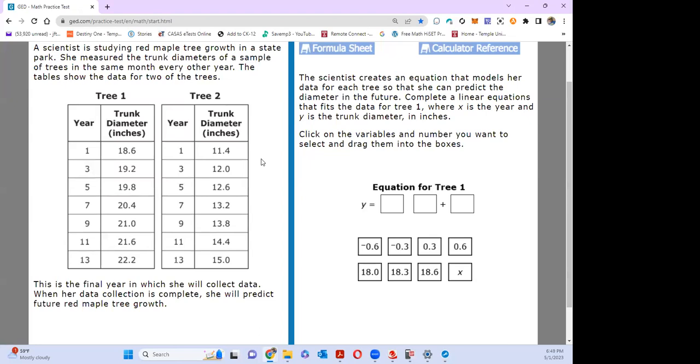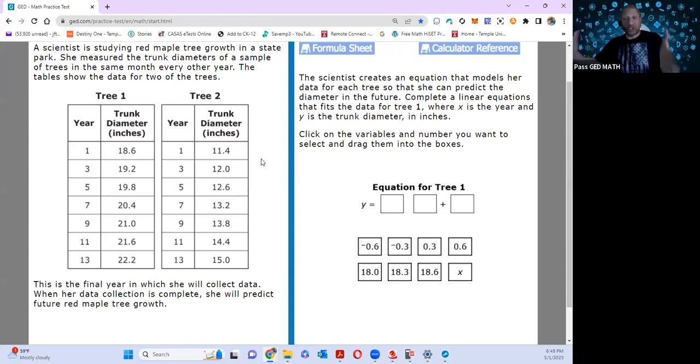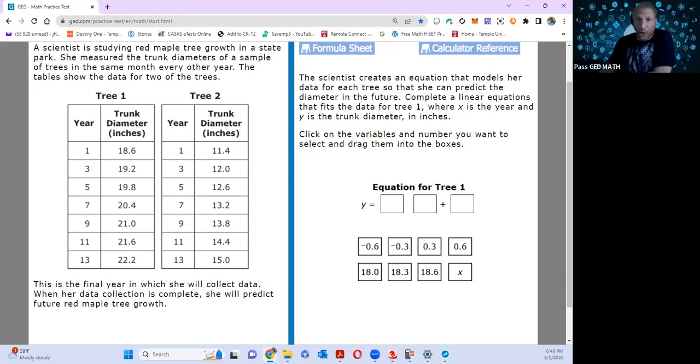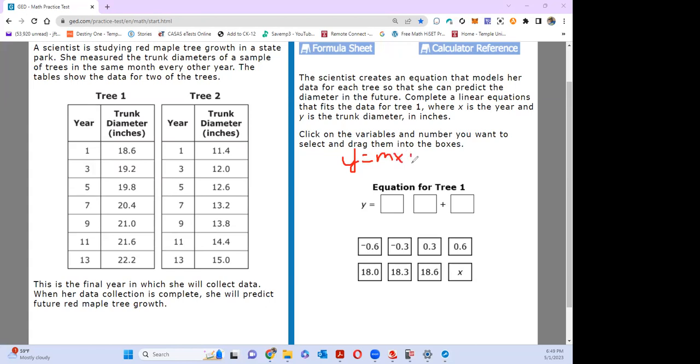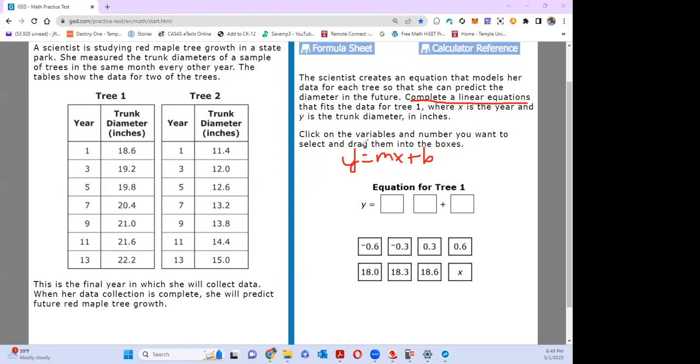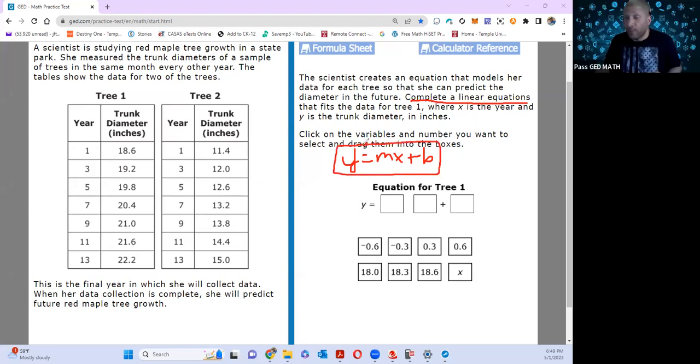I don't even know where to start. How many people know where to start with this problem? Y equals MX plus B. First of all, you gotta go Y equal MX plus B. How did you know Y equal MX plus B? Because in the question, they say complete a linear equation. That's what it is. So you should know by now. The most common form of a linear equation is Y equal MX plus B.